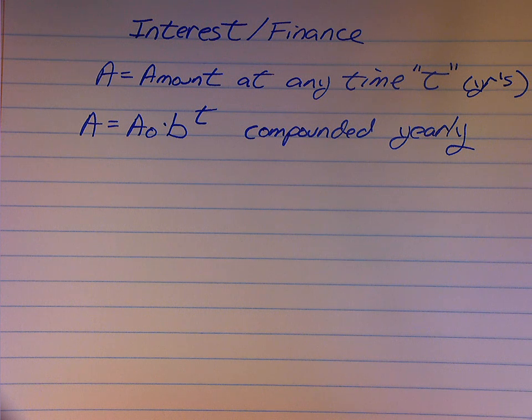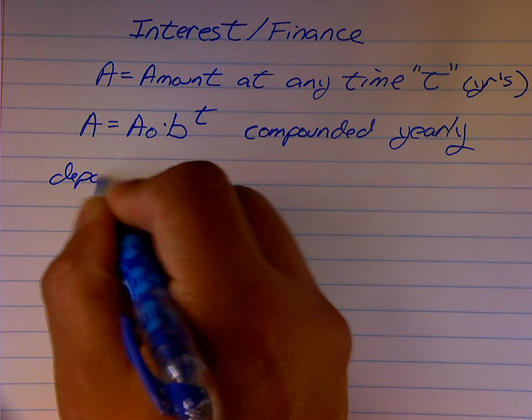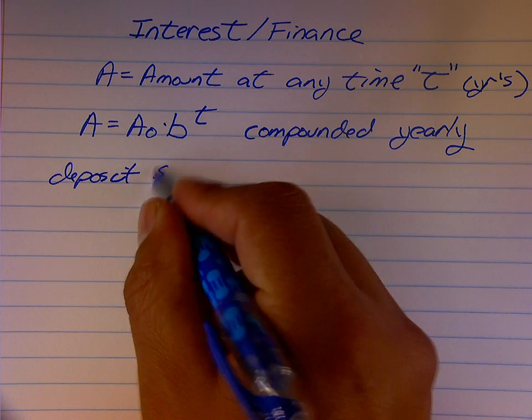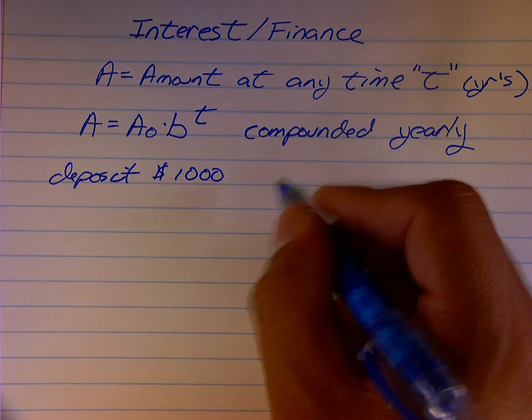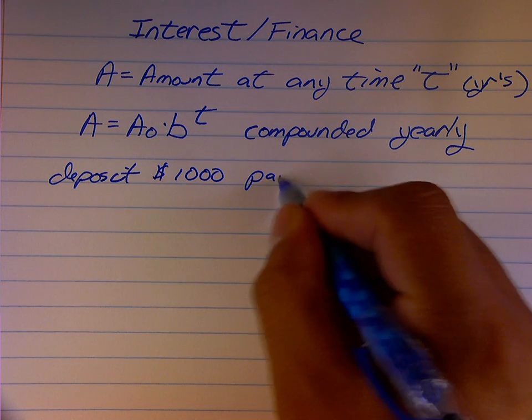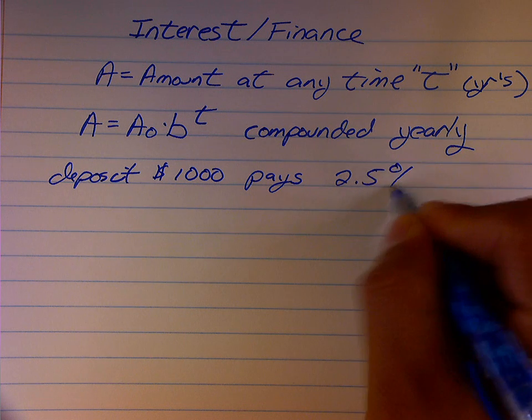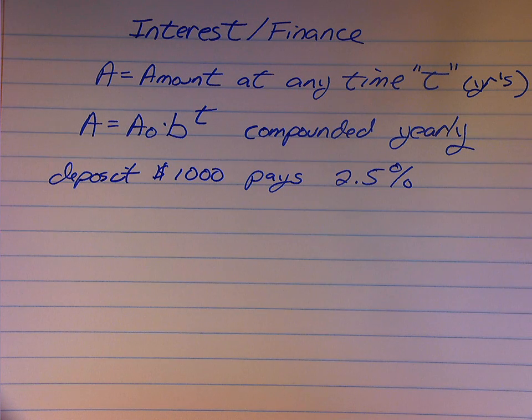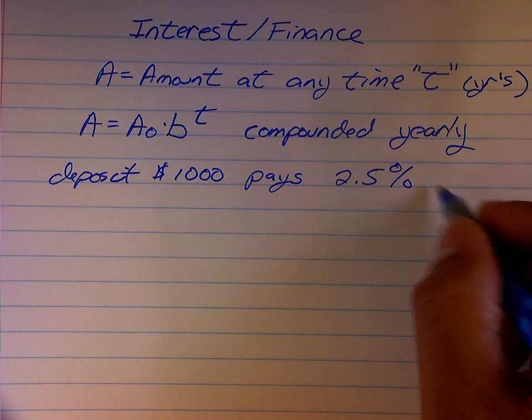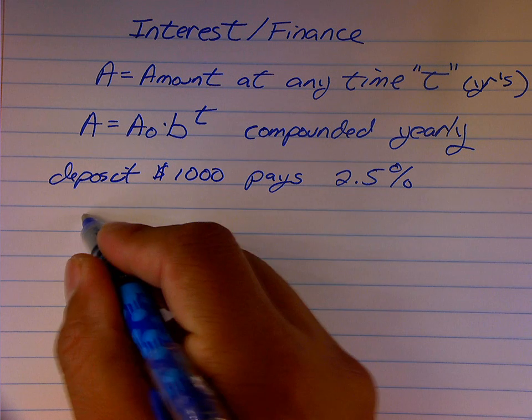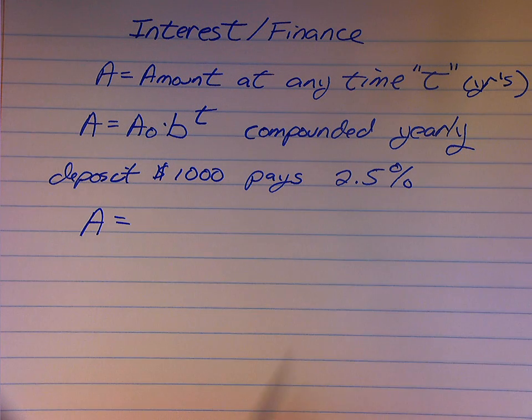An example of this would be a simple bank account. Let's say you go and you deposit $1,000 in a bank account that pays 2.5% interest annually. So, your savings account at any time in the future, as long as you don't take any money out of it, could be described using this formula.